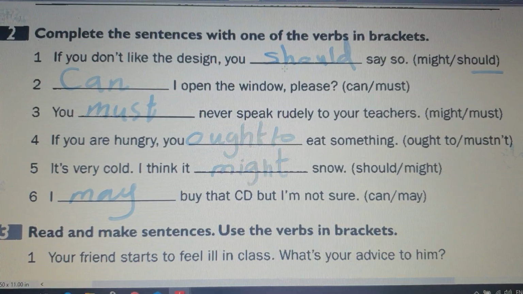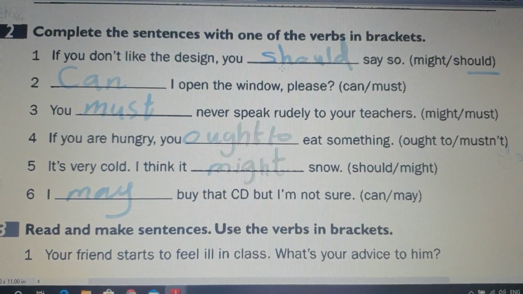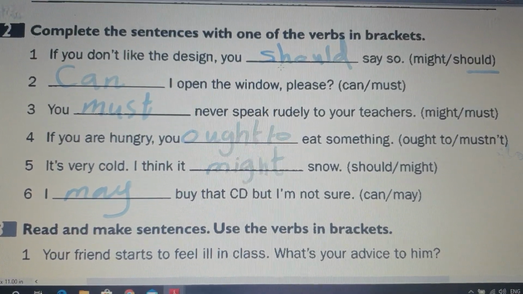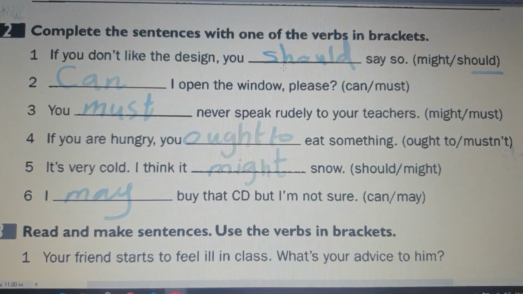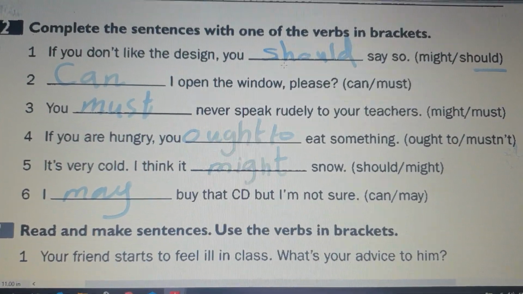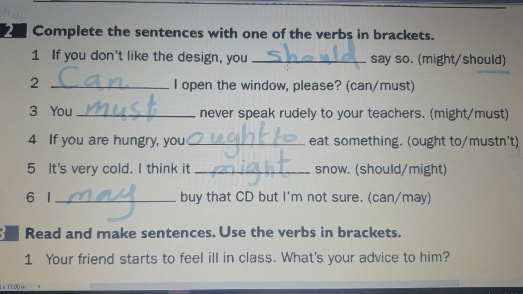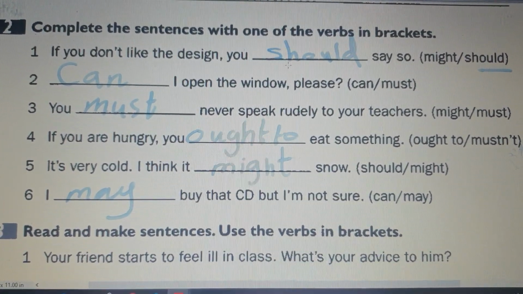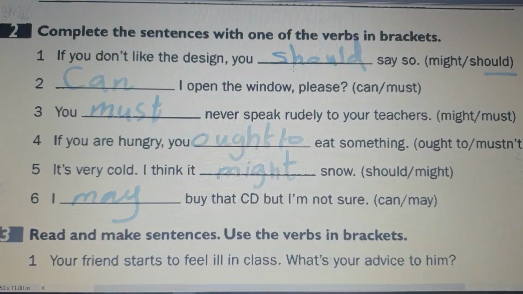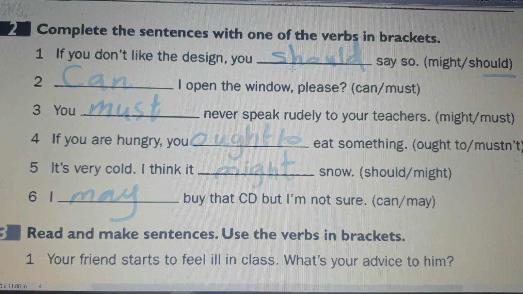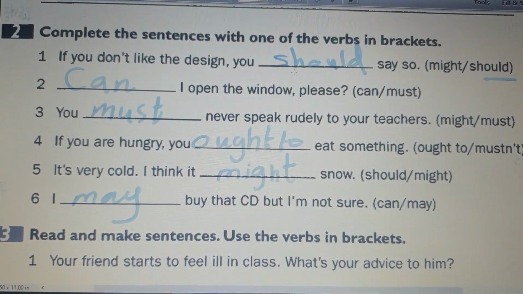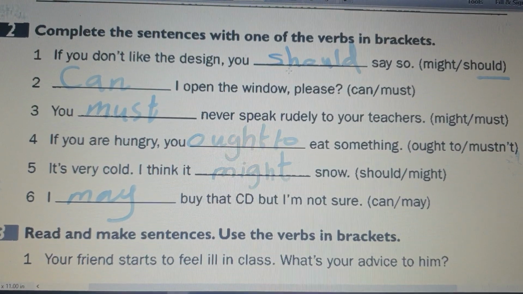Grade 7. Number 3, read and make sentences. Use the word in brackets. This exercise depends on your own ideas. Okay? I want you to do it as a homework. Send it on Saturday to your teachers. Okay? Today is Thursday. Send it to your teachers on Saturday, inshallah.